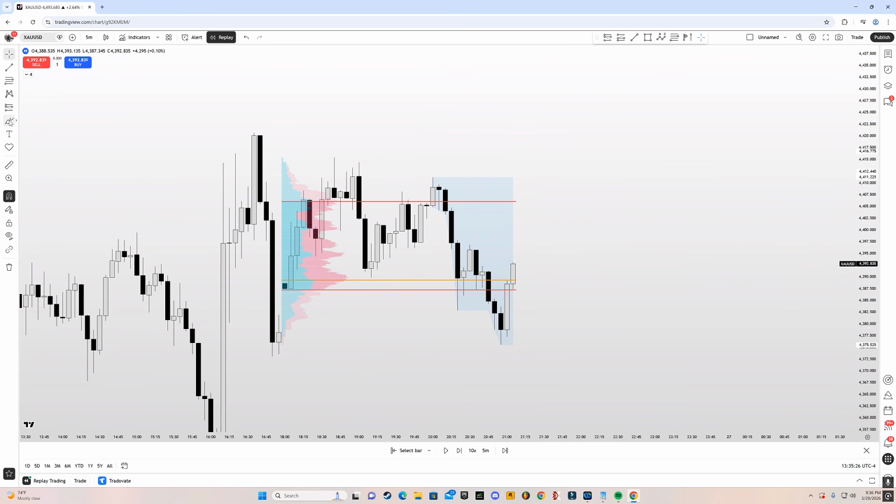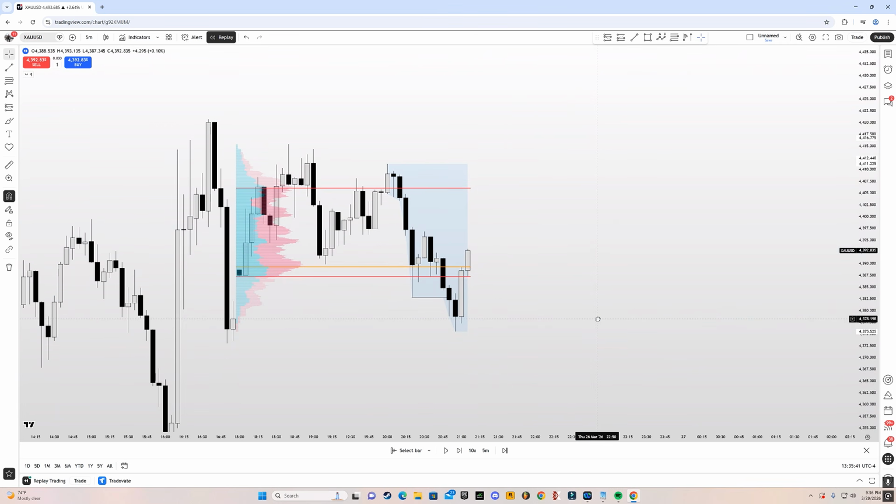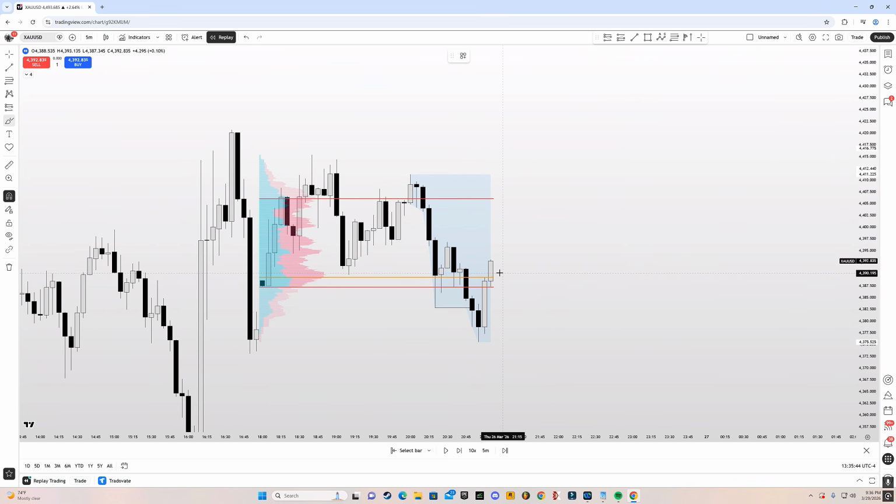And then we have another setup forming here. So what exactly happens here? We have liquidity. So first of all, we close below the value area low of the developing volume profile of the day. We also swept this low. And then notice how the point of control and the value area low are almost together.